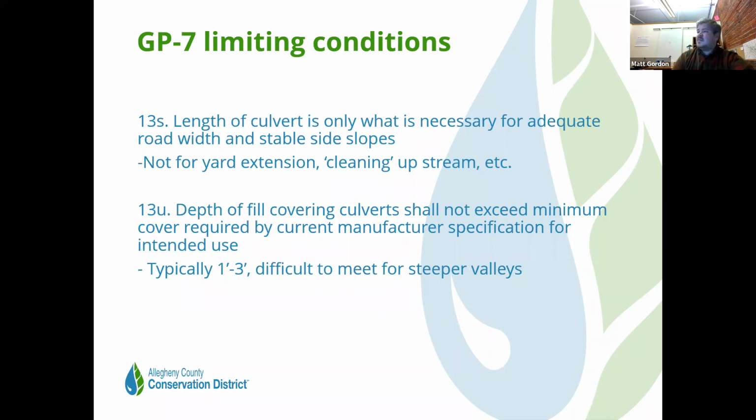Condition 13S: the length of a culvert is only what is necessary for adequate road width and stable side slopes. The GP7 authorizes a minor road crossing. We do occasionally get permits here in the door proposed under GP7 that are for piping a stream through a backyard to have additional yard space, or having a road access with some extended culvert to put either an entry sign or a shed at the entrance of a home or commercial place. The permit only covers the limited length of culvert needed for a road crossing and stable side slopes.